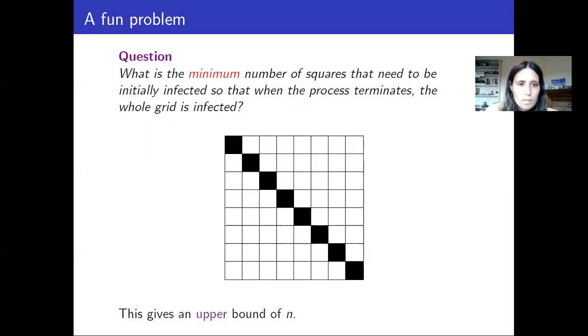So we've now got an upper bound, which we probably think is quite good. The question is, if we want to determine exactly what this minimum number of squares is, we need to come up with a matching lower bound. We need to show that no set of n-1 squares can work to eventually infect the whole grid.